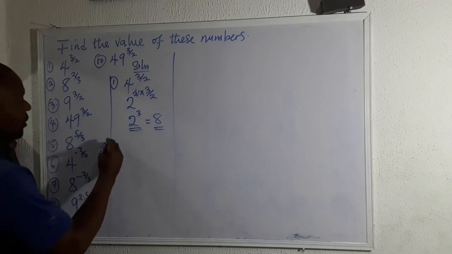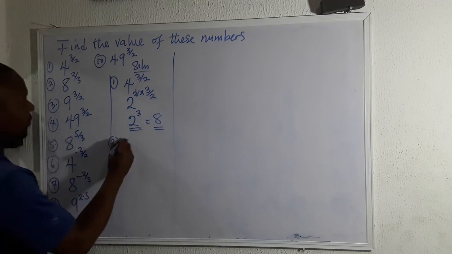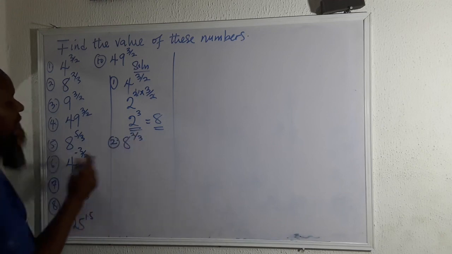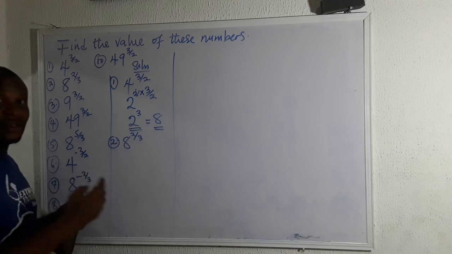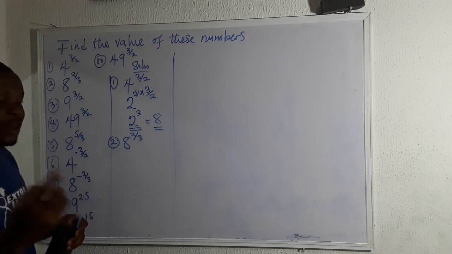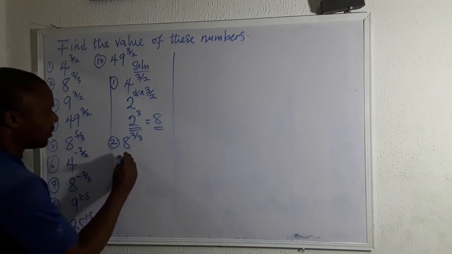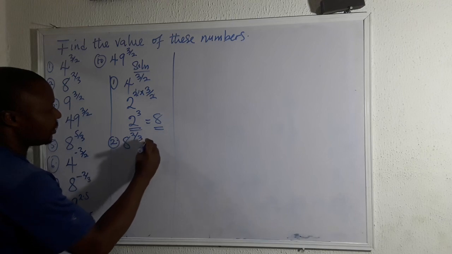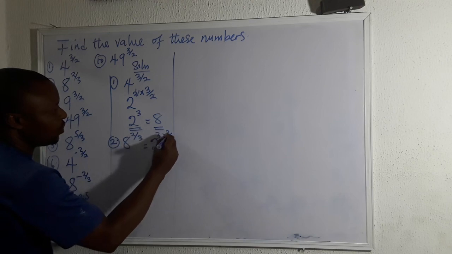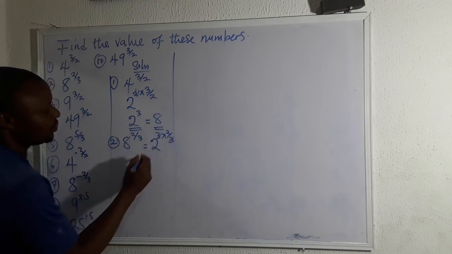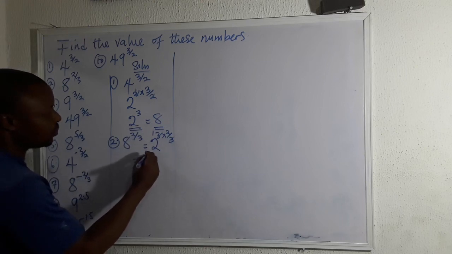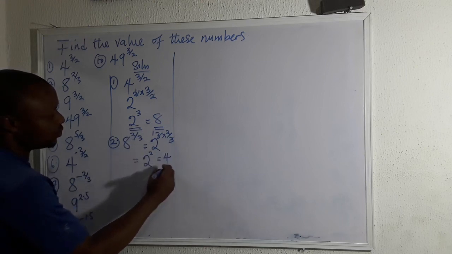Now number 2, very quickly, we have 8 raised to power 2 over 3. The same thing, we are going to express 8 as 2 times 2 times 2, so that is 2 raised to power 3. We write this as 2 raised to power 3, then times 2 over 3. So this 3 goes into this 3 is 1, and 1 times 2 is 2. So this is 2 raised to power 2, which is equal to 4.